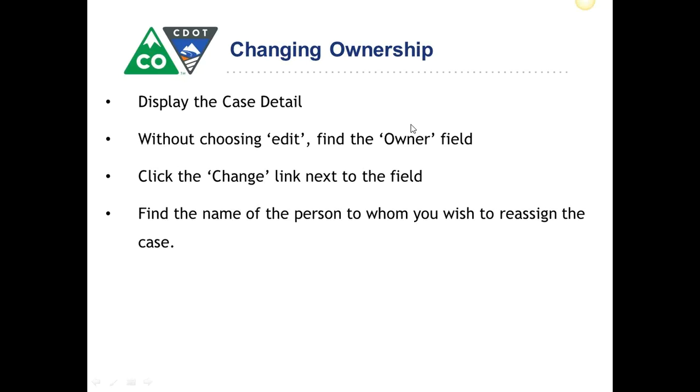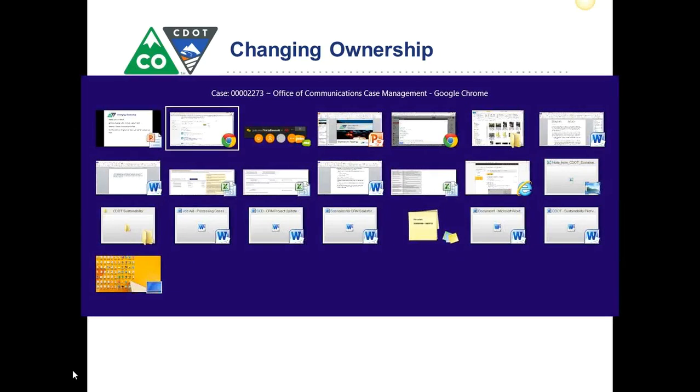Or maybe you feel like you need to turn the ownership of the case over to CDOT customer service, so you turn it over to them. You can certainly do that. To do that, you're going to display the case detail, in the same spot where we might see the edit button or the close case button, and then click the change link next to the owner field. Then we'll find the name of the person or of the queue to whom we wish to reassign the case, and then we'll finish the process. So let's go take a look.